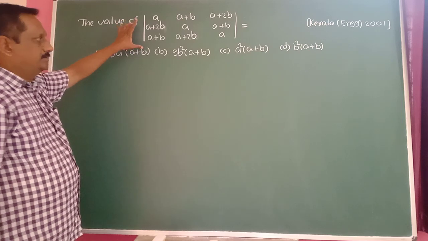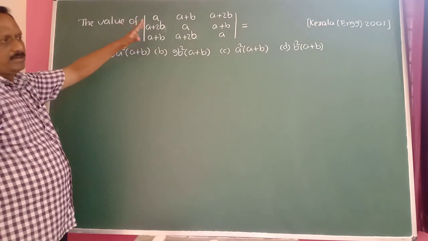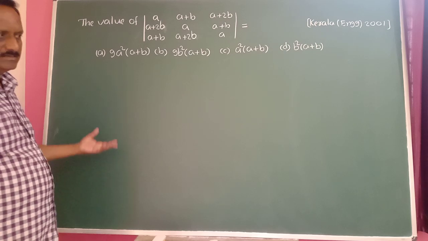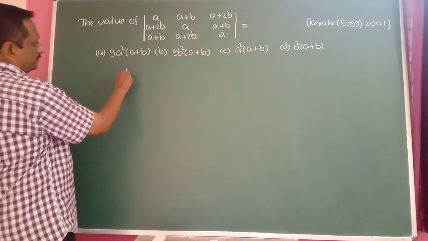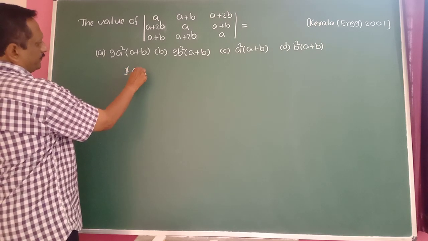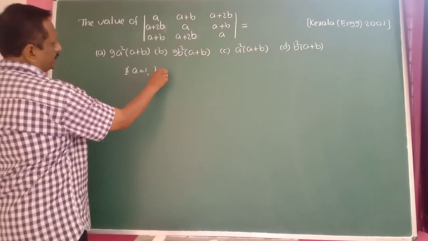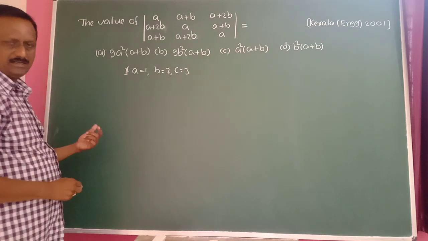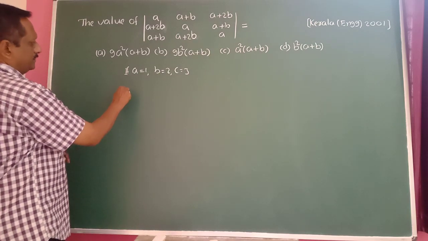Find the value of this determinant here. You can use properties of determinants. Otherwise, you can use the substitution method also. Let a equal 1, b equal 2, c equal 3. Take these three numbers.